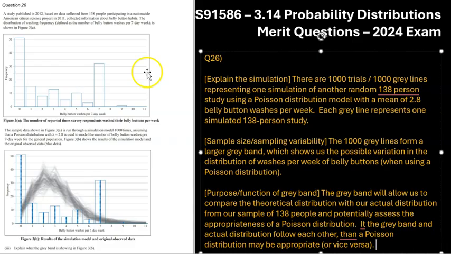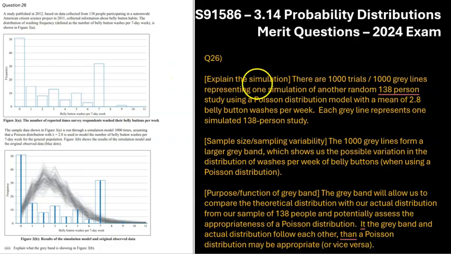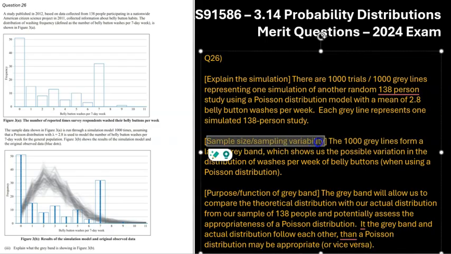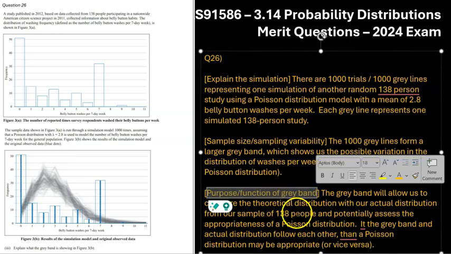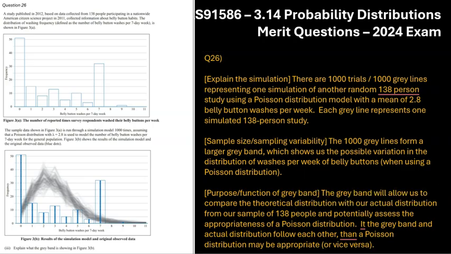There you go. So 3 short sentences: explain the simulation, talk about the sample variation, because that's the point of it. It shows us the possible variation we'd expect to see, and that lets us make a decision. And then we've talked about its purpose, its function, which is to allow us to assess if the actual distribution matches or roughly matches the theoretical percent distribution.